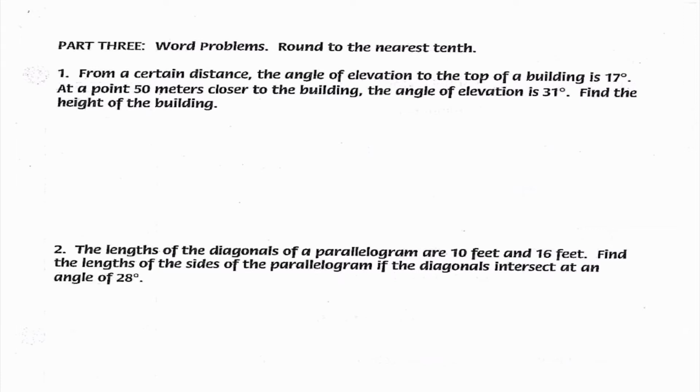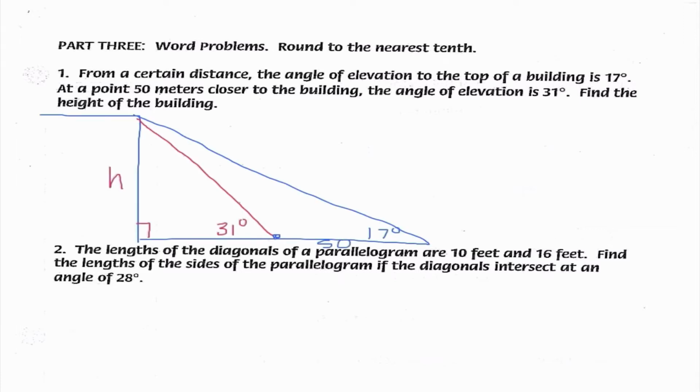So it says from a certain distance, the angle of elevation to the top of a building is 17 degrees. At a point 50 meters closer to the building, the angle of elevation is 31 degrees. Find the height of the building. So I went ahead and drew a little picture out. So here's my angle of elevation. Then 50 feet closer, we have another angle of elevation. And my goal is to find this height.